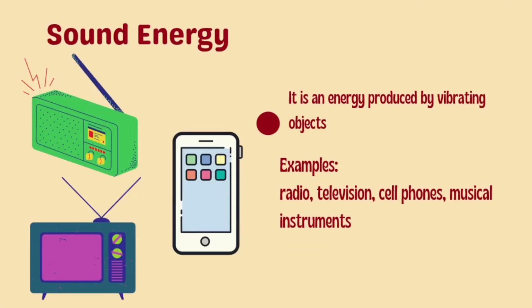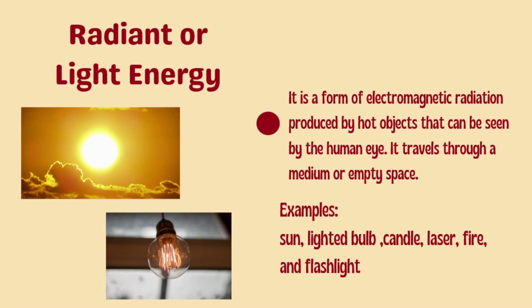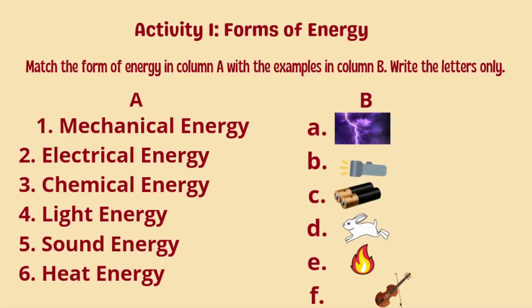Sound energy is energy produced by vibrating objects, such as radio, television, cell phones, musical instruments. Radiant or light energy is a form of electromagnetic radiation produced by hot objects that can be seen by the human eye. It travels through a medium or empty space, such as sun, lighted bulb, candle, laser, fire, and flashlight. Do you understand?